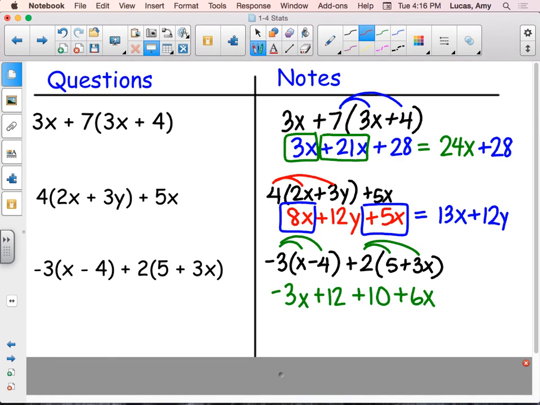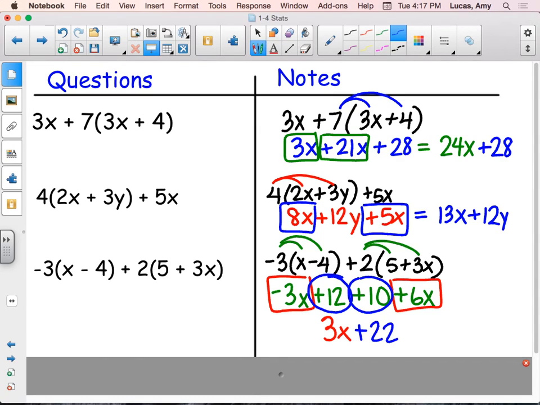Now, put together your like terms, starting with my variables. Negative 3x plus 6x would be positive 3x. And positive 12 combined with positive 10 is positive 22.